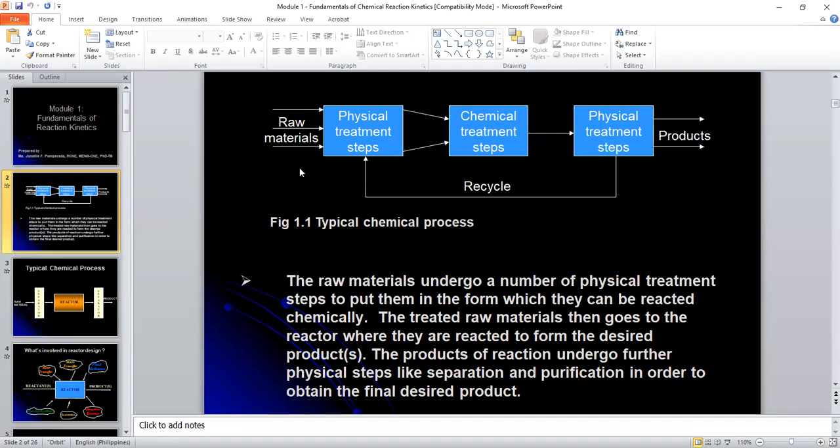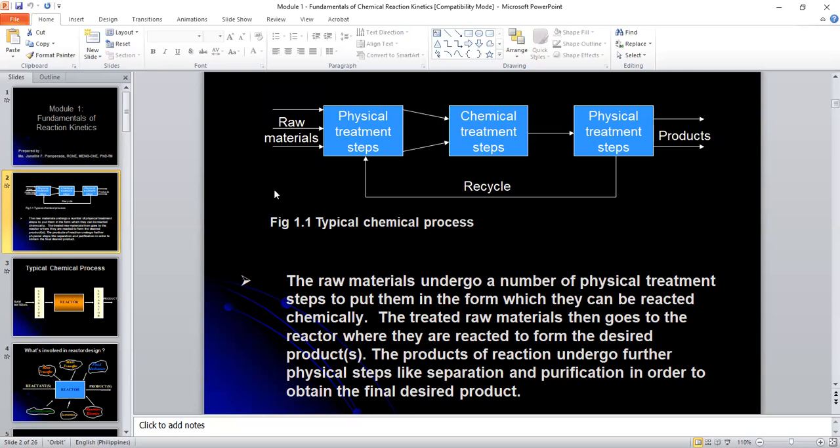So where was I? The first physical treatment step was really designed to render your raw materials ready for reaction. So they are put into the form where they can be reacted. Now, this physically treated raw material then goes to the reactor, the very heart of the process where they are reacted to form the desired product or products. So before reaction, it has to go first the elimination of the contaminants and other species that are not needed in the chemical treatment step.